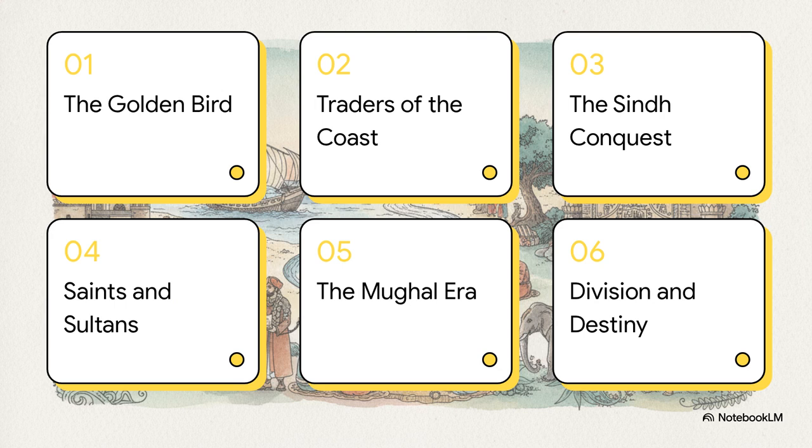We'll be looking at 1. The Golden Bird, 2. Traders of the Coast, 3. The Sindh Conquest, 4. Saints and Sultans, 5. The Mughal era, and 6. Division and Destiny. We're going to trace both the sword of empires and the heart of cultural integration.